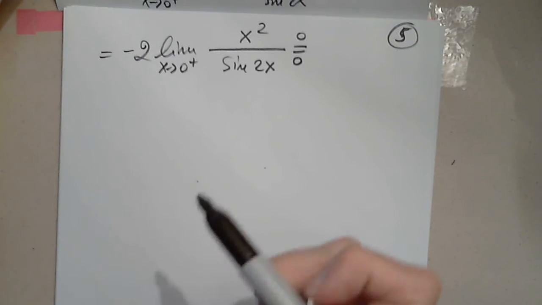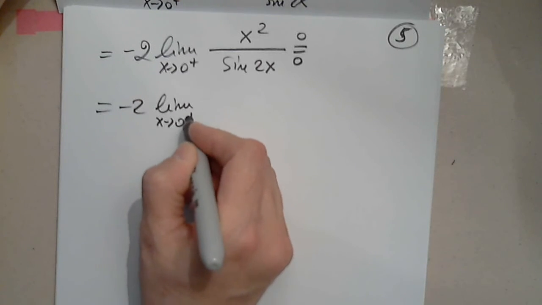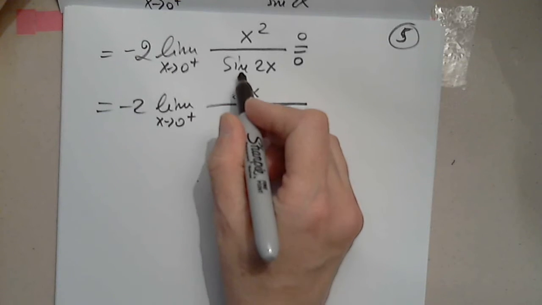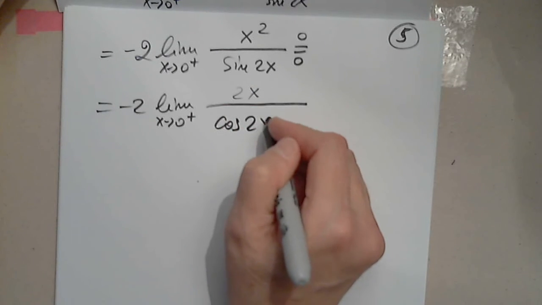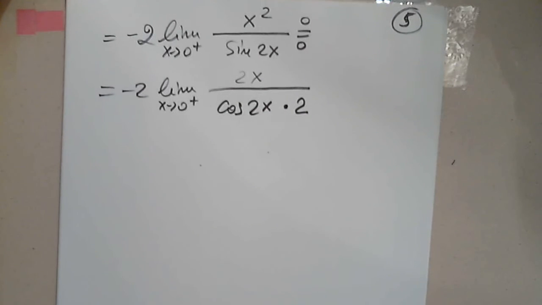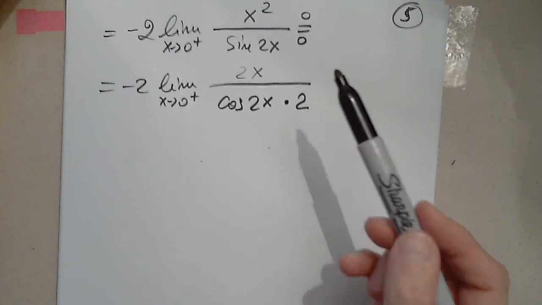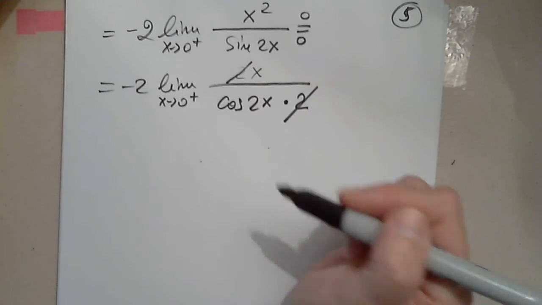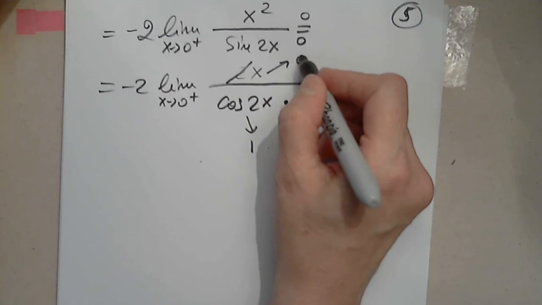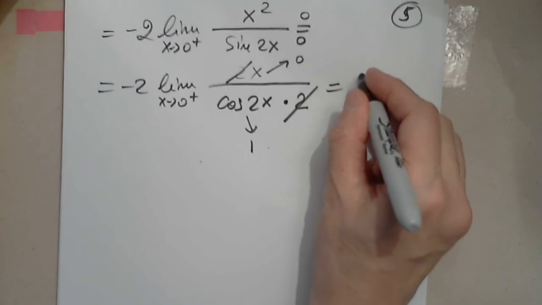I will continue. Limit as x approaches 0 from the right. The numerator prime is 2x. The denominator prime is cosine 2x, but times 2. Sine prime is cosine, but the inner function prime is 2. Okay, these two go away. This will approach 1, but this will approach 0. Negative 2 times 0 over 1 is 0.